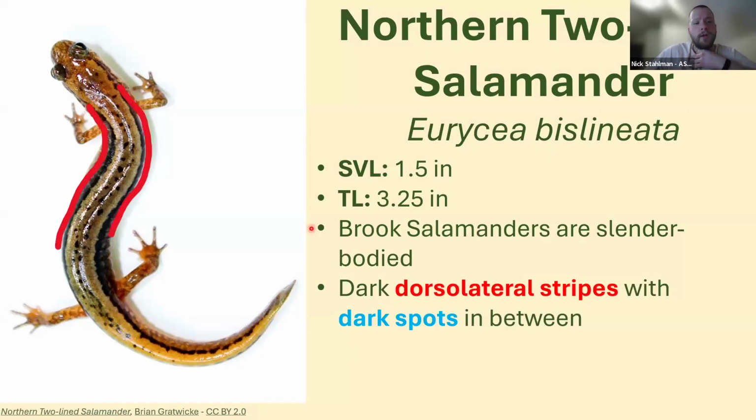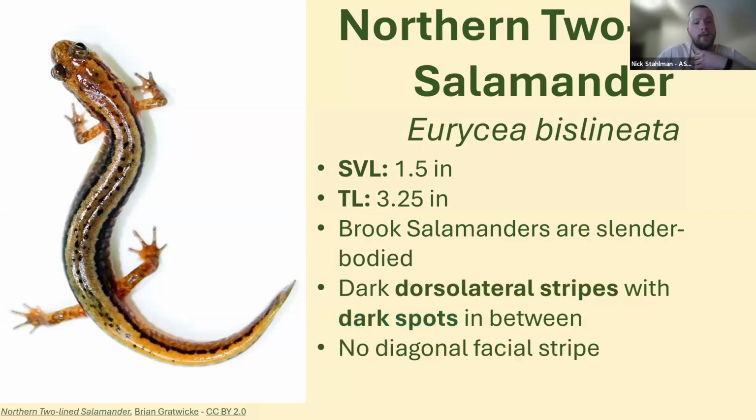And then they have dorsolateral stripes, so stripes on the side of their back with dark spots in between. So stripes, two of them, and little spots. So northern two-lined salamander, and there's going to be none of that diagonal facial stripe. These are going to be underneath rocks most of the time, especially near sandy creeks. So if you got a sandy creek, you might get some of these.